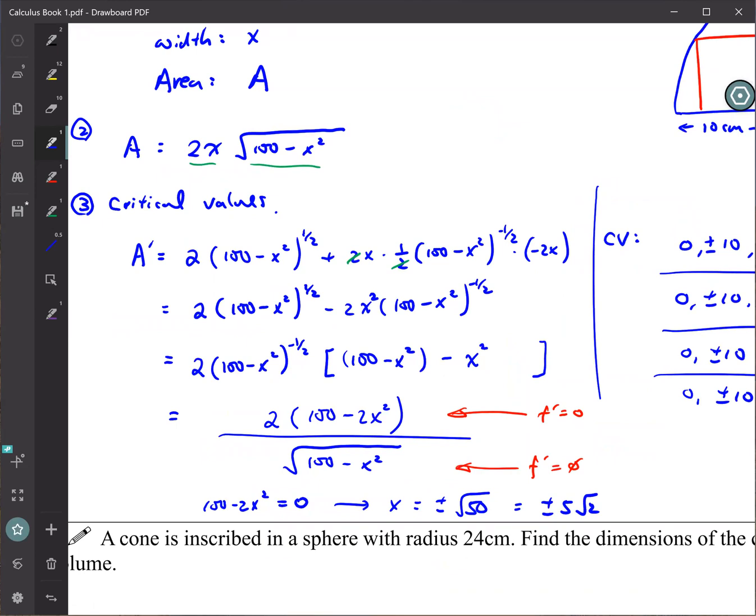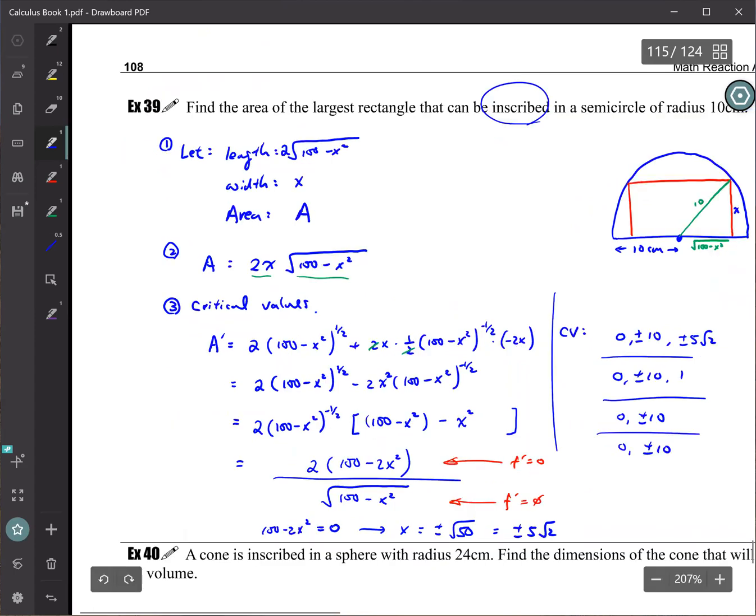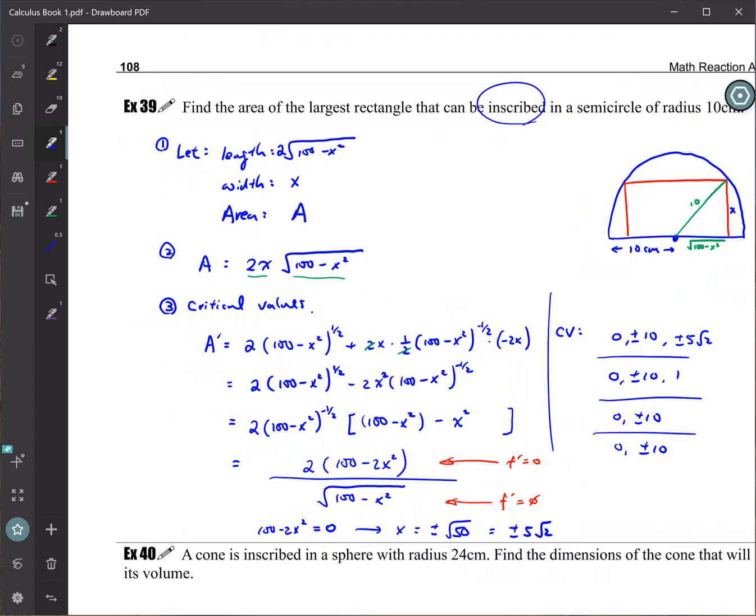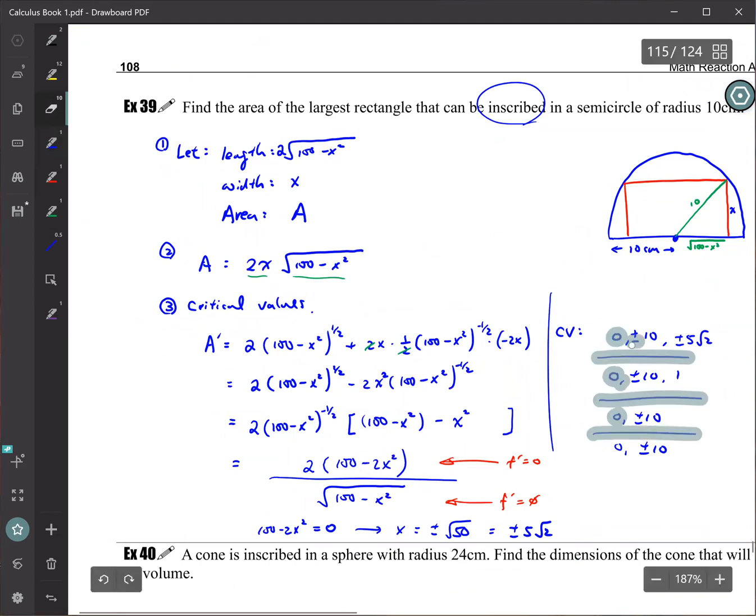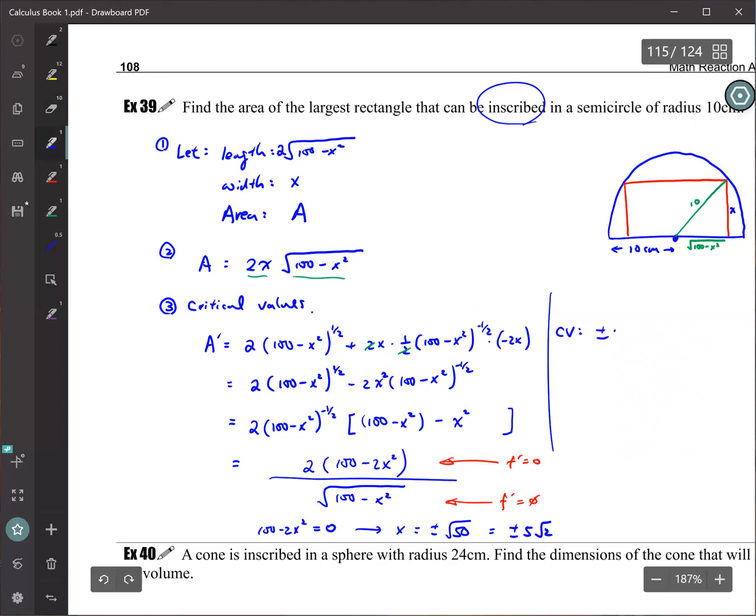You will get 0 if there's an x by itself, right? Then that's how you can get a 0. So double check your work, triple check, and try to compare my steps here. So your critical values will be 4 of them. Okay, so you have plus minus 10 from the denominator and plus minus 5 root 2.